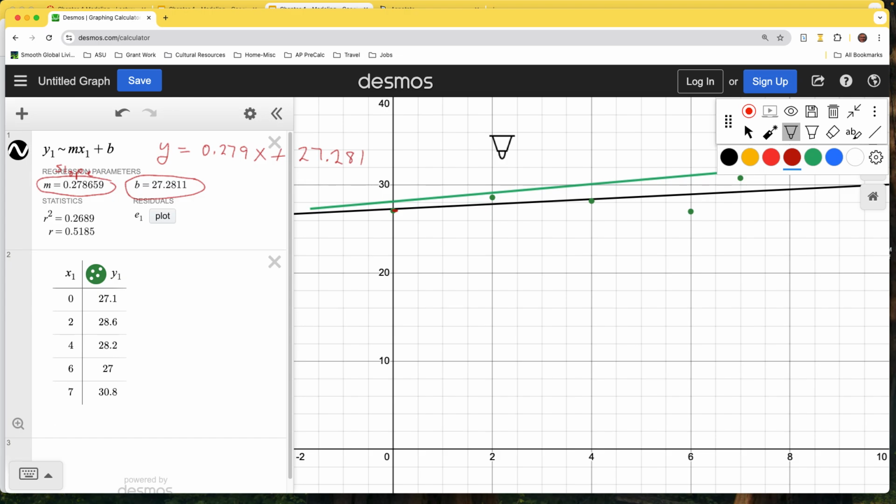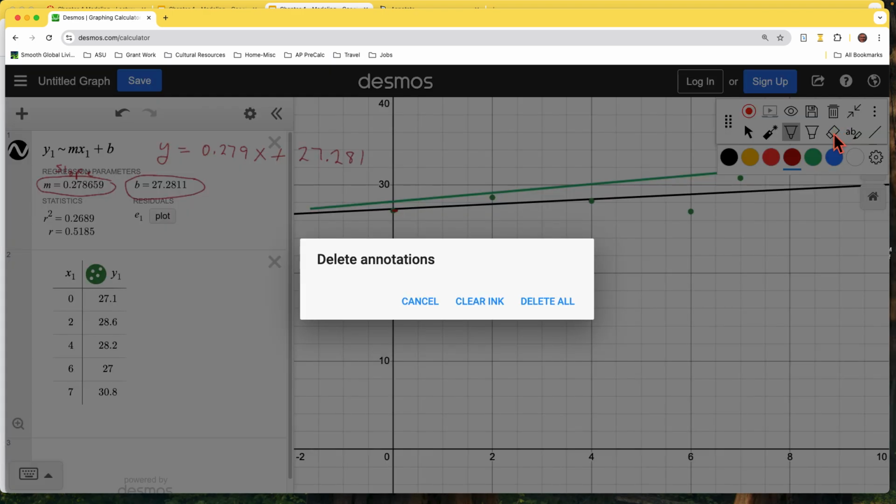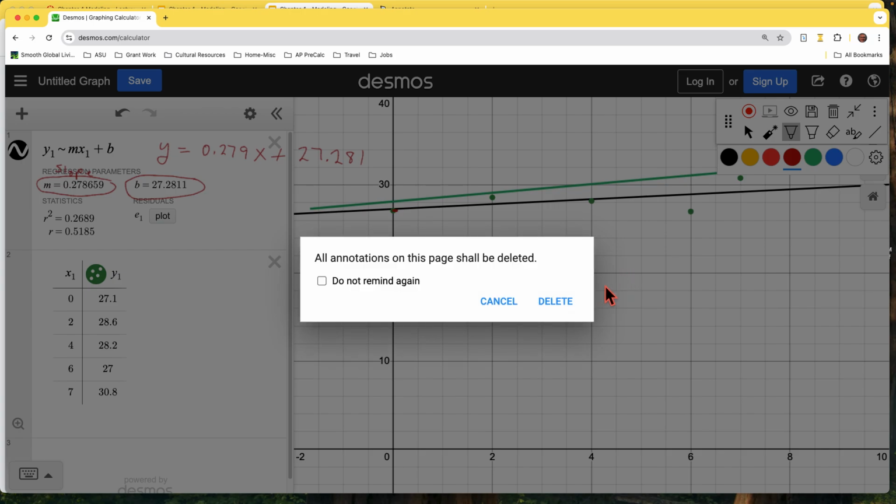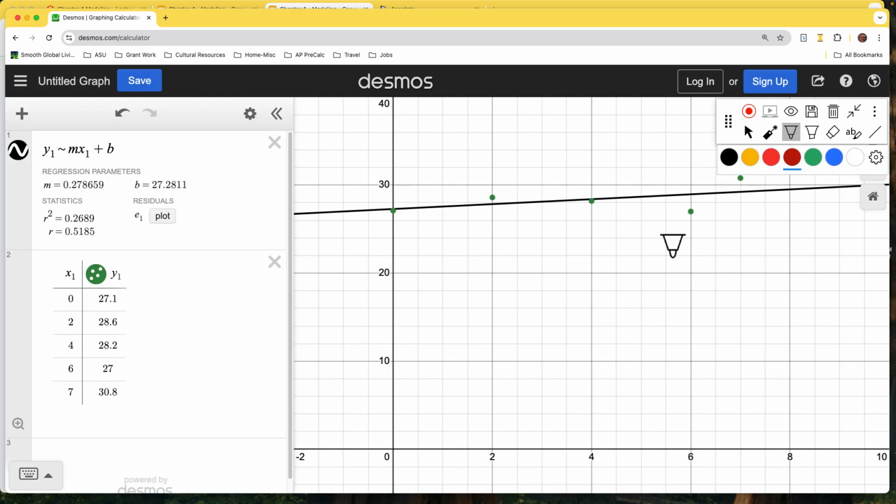Okay, now let me get rid of my extraneous line here. I'm going to delete everything. So that line's gone. So when we look at this line that they fit, maybe we'll change it. It's black.